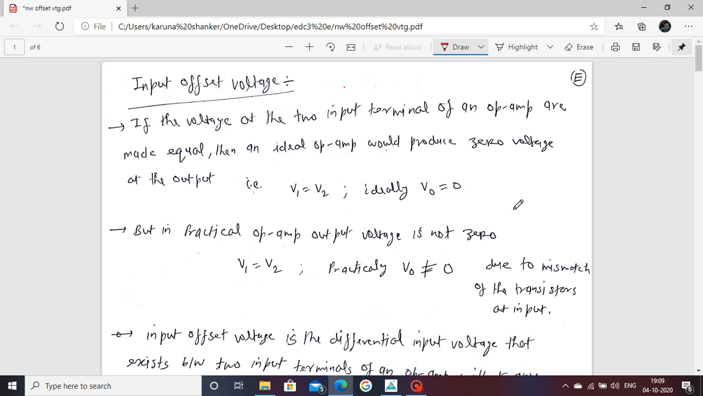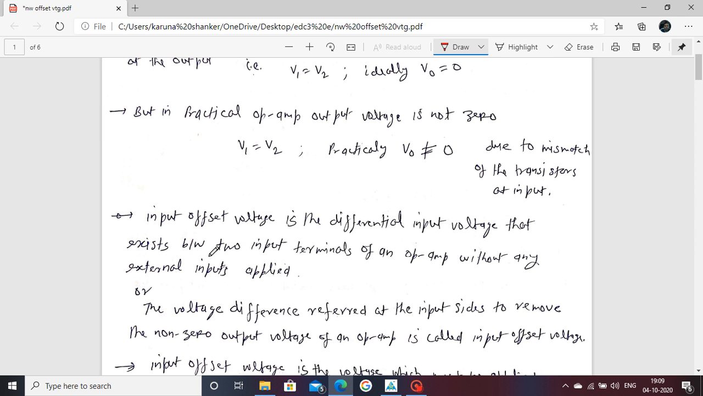Today our topic is some theoretical portion in op-amp and their definitions. First, we go to what the input offset voltage is. Here you see the definition of input offset voltage. You can use any one of these definitions.